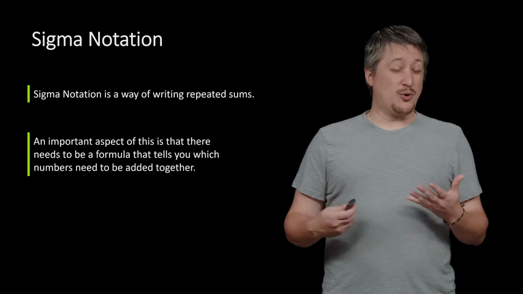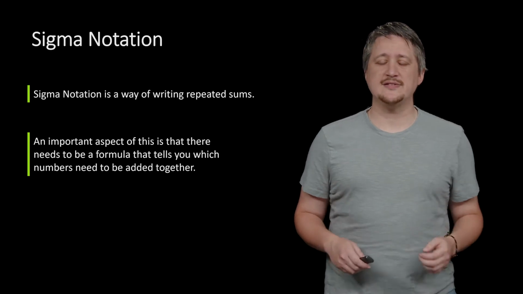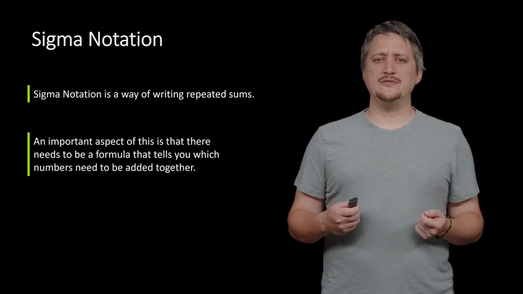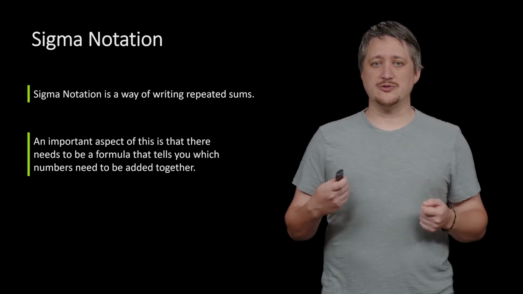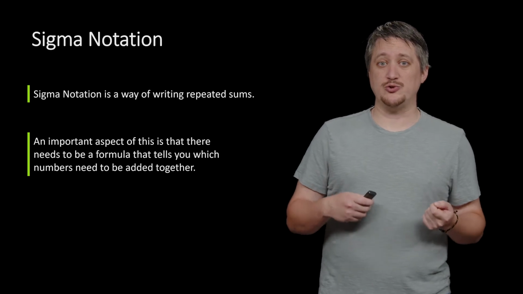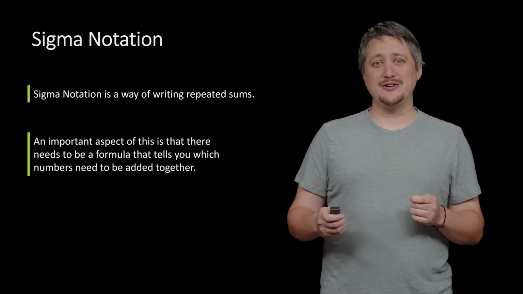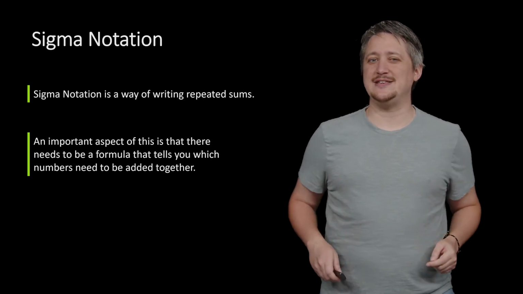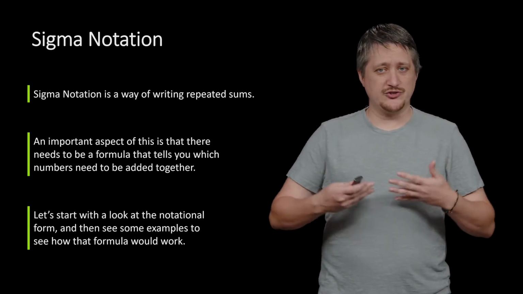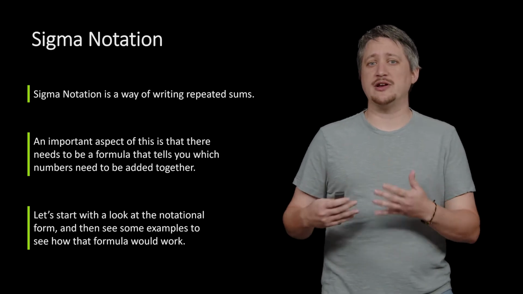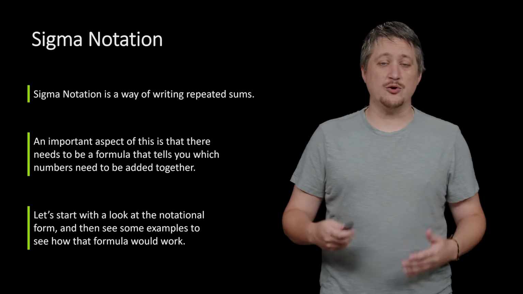So a sort of important part about this, and often what's sort of the hardest part in practice, is that you need some way of describing the things that you're going to add together. So you need some sort of formula or some sort of algorithm that tells you which numbers you are trying to add when you're adding together a whole bunch of numbers. So the repetitive part, sort of capturing how it repeats, that's the key thing. But let's start by looking at the actual notational form, and then we're going to fill in what all of the pieces mean to see how this all works.